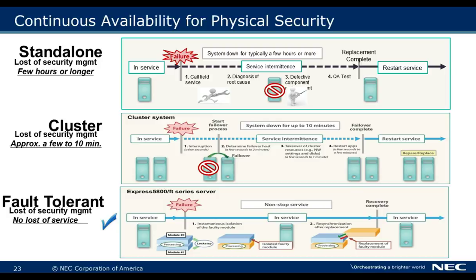So when we take a look at continuous availability for physical security, what you'll see is that in a standalone environment, availability is about the time to recover. It could be a few hours or longer. You have a failure, field service has to be called, they have to diagnose it, go and identify the defective component, get that component out there, replace it, and restart the system. So this is really standalone. We're talking about a downtime or unavailability of the system that can be a few hours or longer.